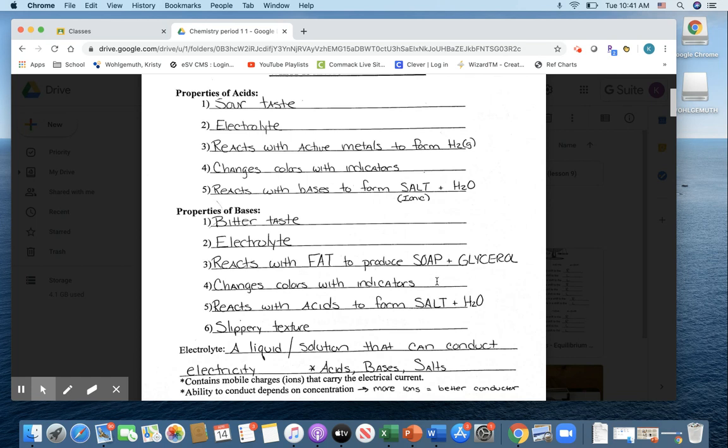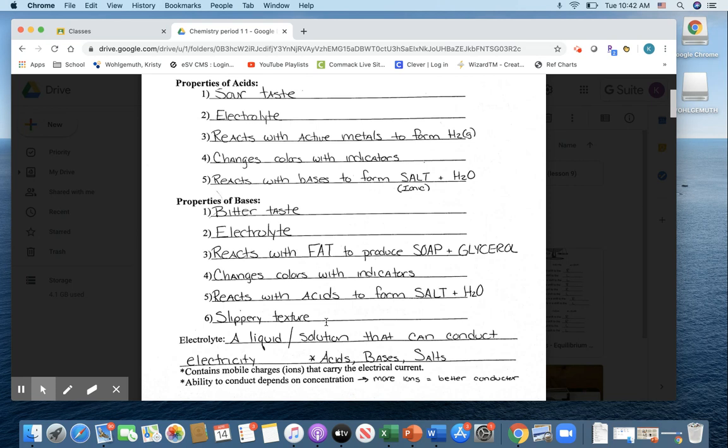Bases also change color with indicators. Bases are the other part of that neutralization reaction we talked about before. Now, something with bases that is unique from acids is their texture. They have a slippery texture. And you know this if you think about soap. Soap is obviously a slippery substance. So are egg whites, which are basic. So they have a slippery texture to them.